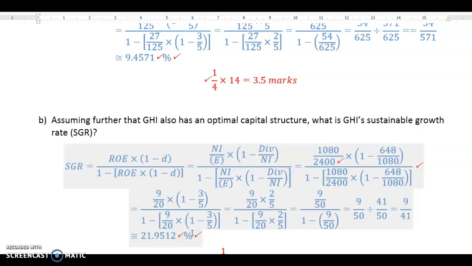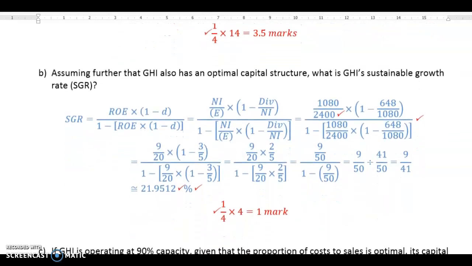21.9512. That is acceptable. Usually SGR or IGR must be given in percentage form. If you give it in decimal, let's say 0.2195, you still get a quarter mark, but you don't get full marks, because it's not given in percentage. Alright, so this is only 1 mark here.